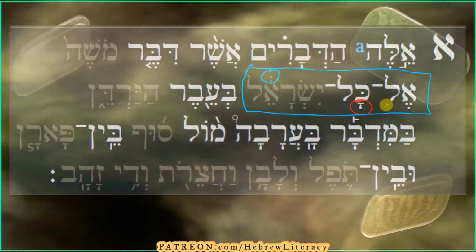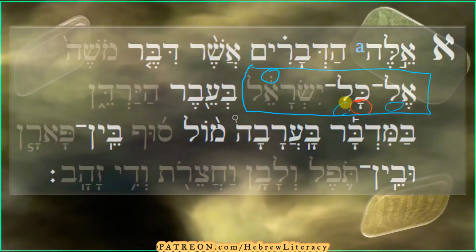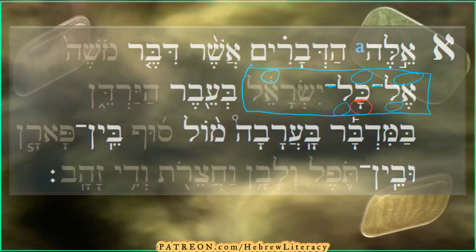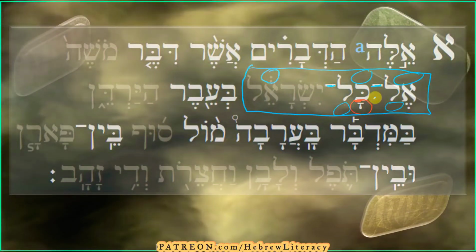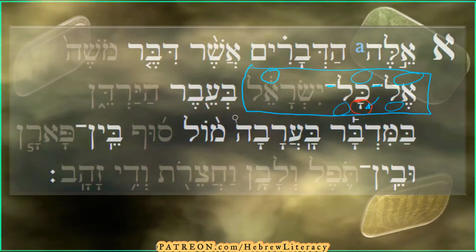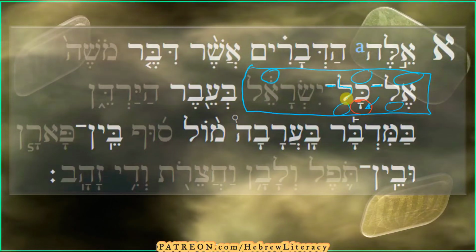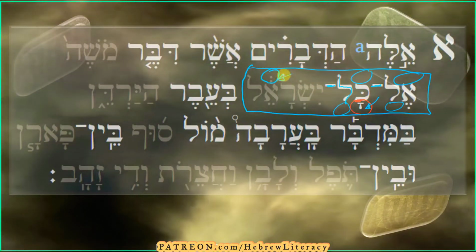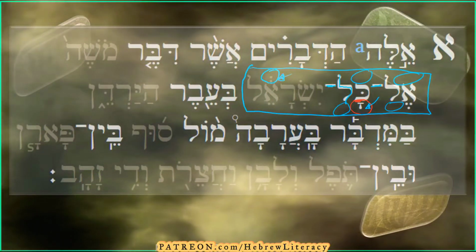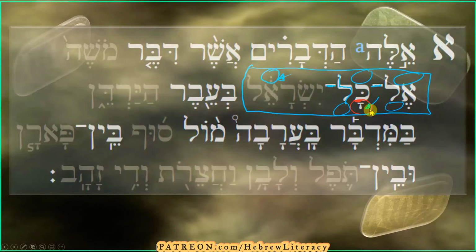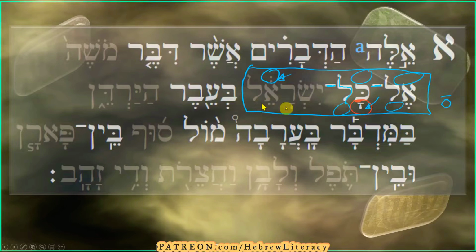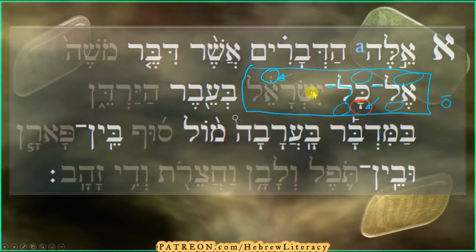And notice there's no accent mark here. There's none. And the makef makes it extra clear that this is actually like one word. So what's happening is we have a qamets in an unaccented closed syllable. He's closed because of our lamed. The accent is over here. So when you have a qamets in a closed, unaccented syllable, then that means it's an O sound. So it's not El Kal Yisrael, but in this case it's El Kol Yisrael.